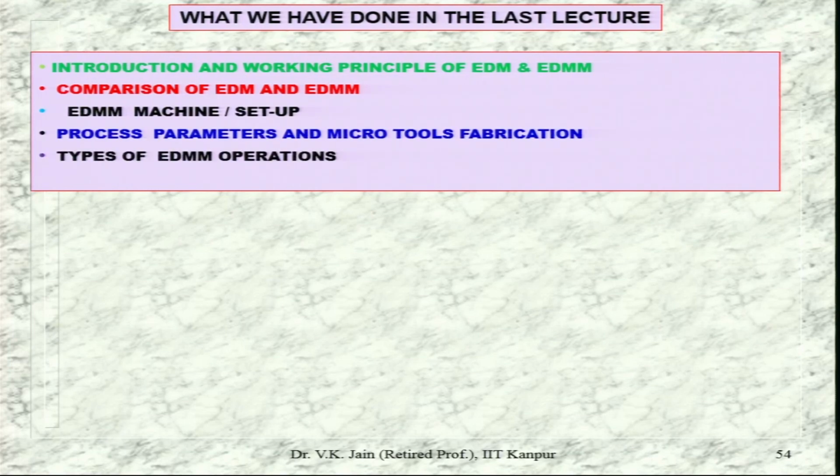Process parameters and micro tools fabrication, a very important aspect. There are various process parameters like current, voltage, on time, off time of the pulses, type of the pulses, different types of the pulses may be used, and then tool material properties as well as workpiece material properties, they affect the performance of the EDMM as well as EDM process.